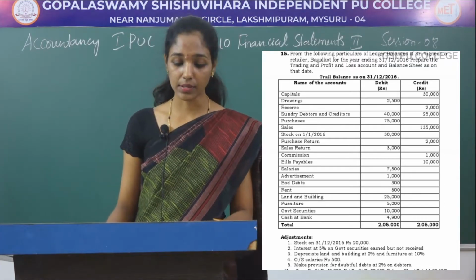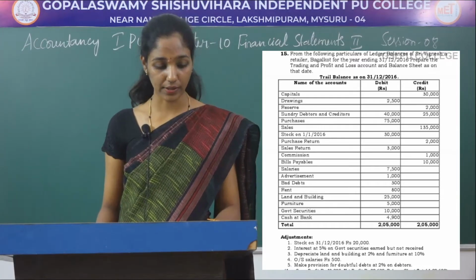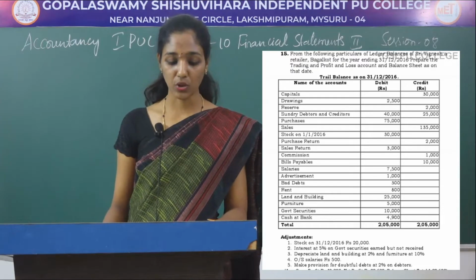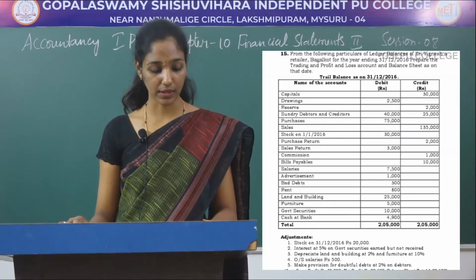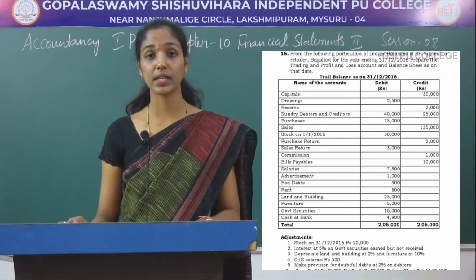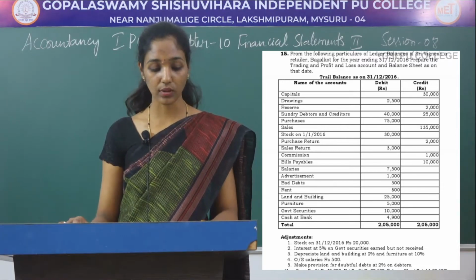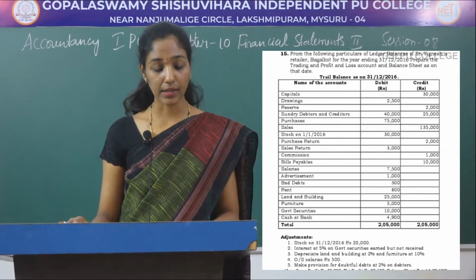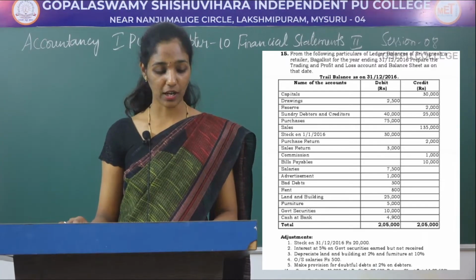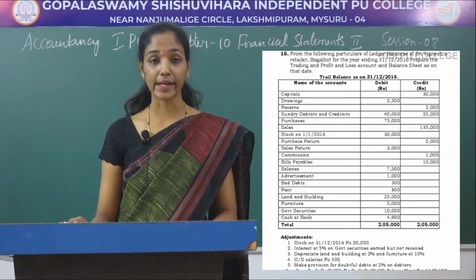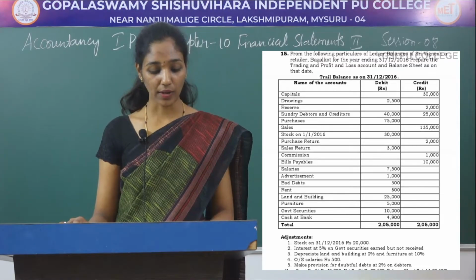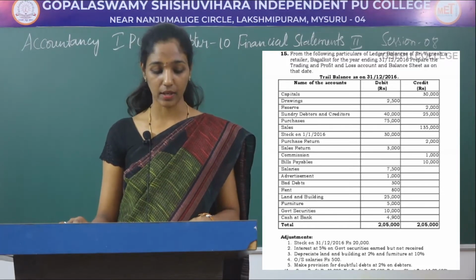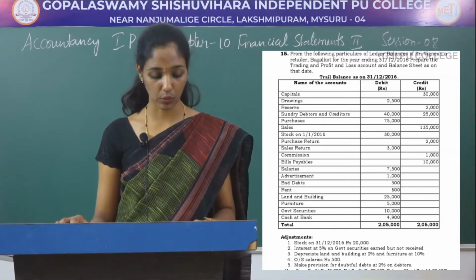31st/12/2016. Capitals 30,000, drawings 2,500, reserve 2,000, sundry debtors and creditors 40,000 and 25,000, purchases 75,000, sales 1,35,000, stock on 1/1/2016 30,000, purchase return 2,000, sales return 3,000, commission 1,000, bills payable 10,000, salaries 7,500, advertisement 1,000, bad debts 300, rent 800, land and building 25,000, furniture 5,000, government securities 10,000, cash at bank 4,900. So the total of trial balance is 2,05,000.